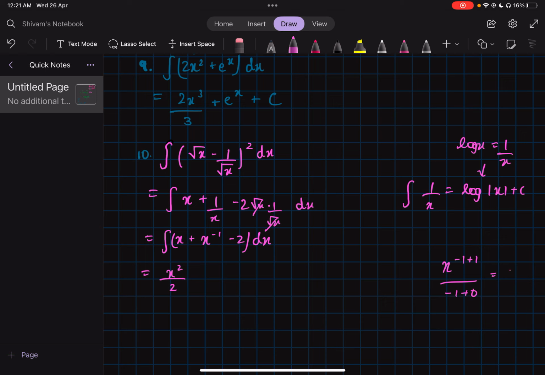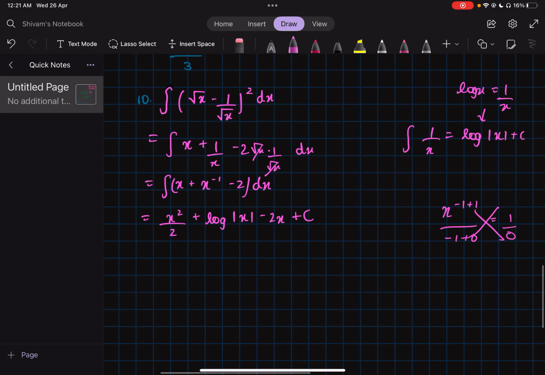that gives a situation of this, which is, you know, right. So it's going to be x squared over 2 plus log of mod x minus 2x plus c. That's the answer.